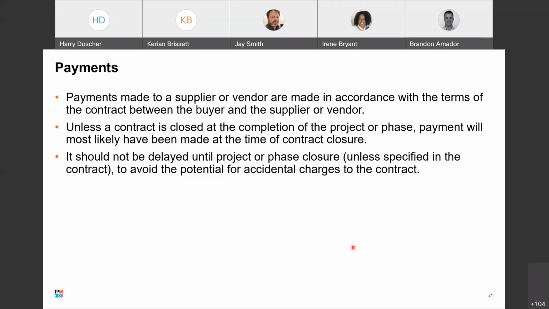And again, unless the contract is closed at the completion of the project or phase, payment will most likely have been made at the time of the contract closure. Okay. Don't delay closing a contract or making a payment until the project or phase closure, unless it's specified in the contract. So you don't want any extraneous charges to the account that's paying for that contract.